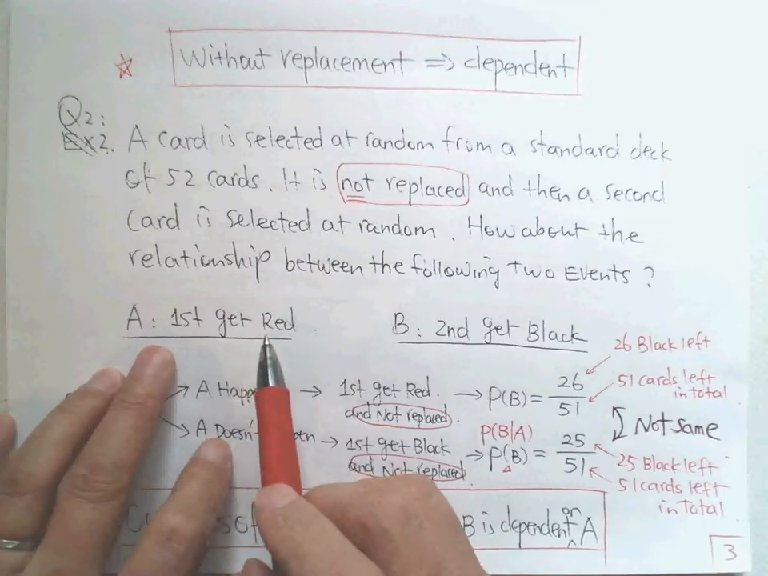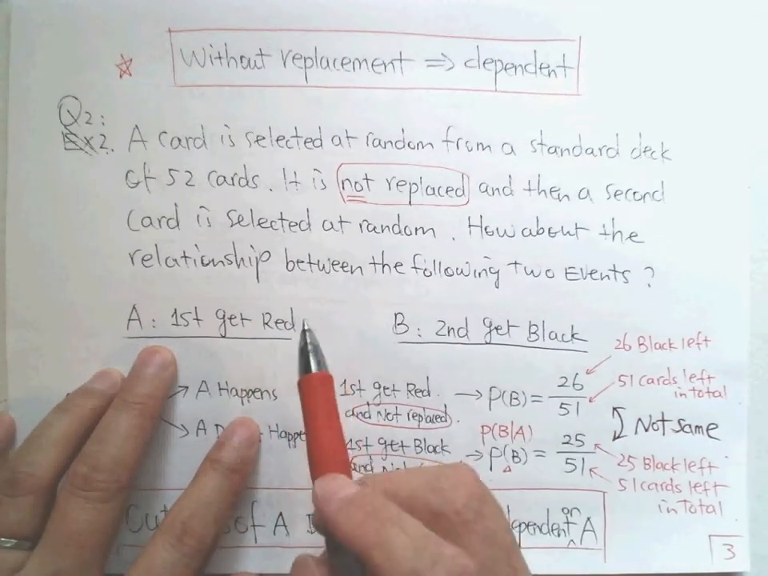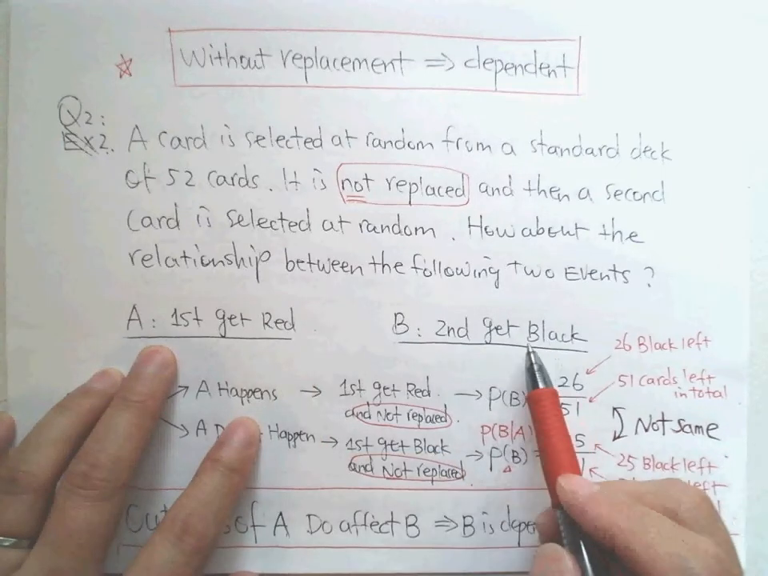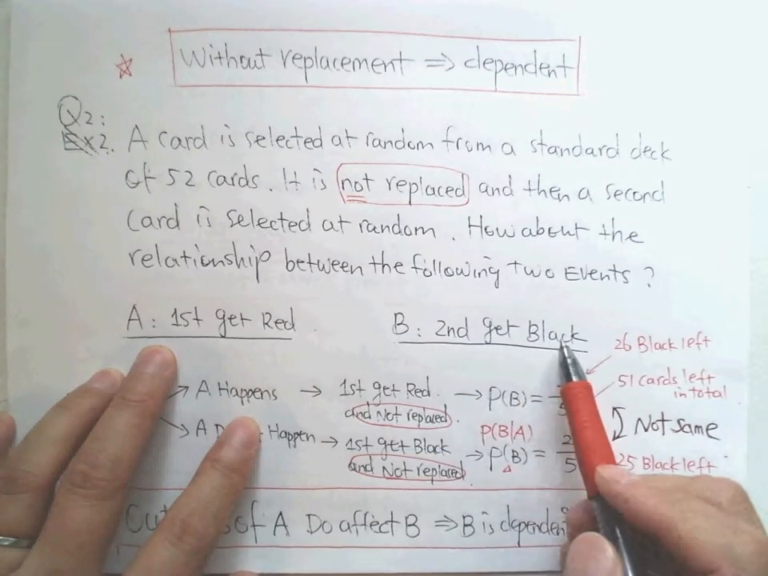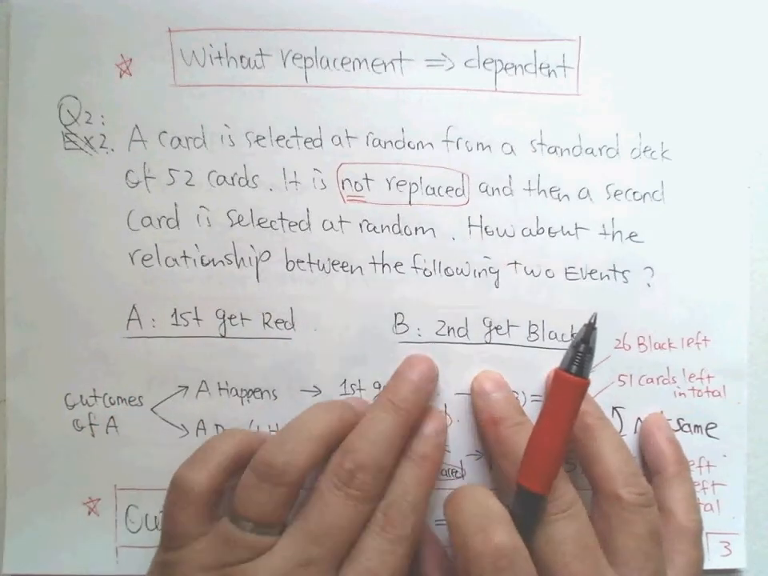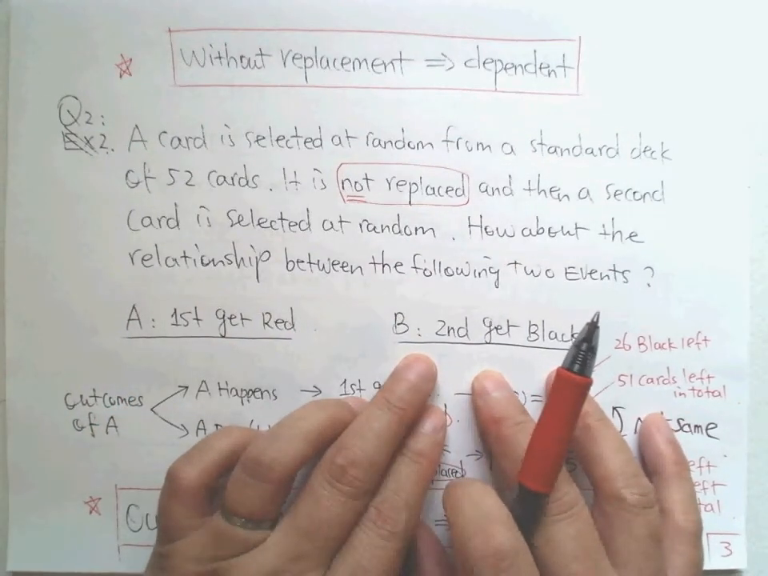The first step you get a red. Still a similar question, the same question. Okay. First step you get a red. B is the second step, you get the black. So do you think now the first will affect the second? Yes, this time it does.